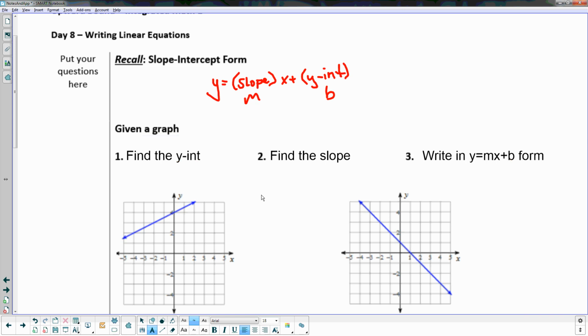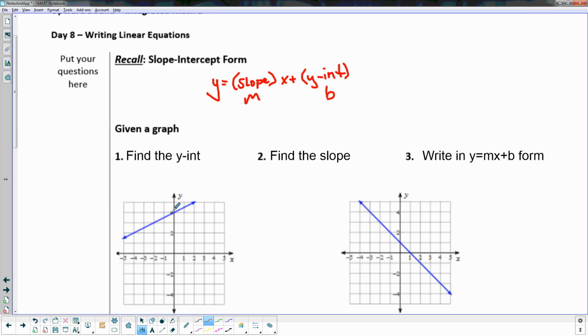I will say that this is by far the easiest instance of writing equations, because we've already worked on how to find slope given a graph. Now we're going to use that method to write the equation. All that really goes into it is to find your intercept, find your slope, and then write it in that form.